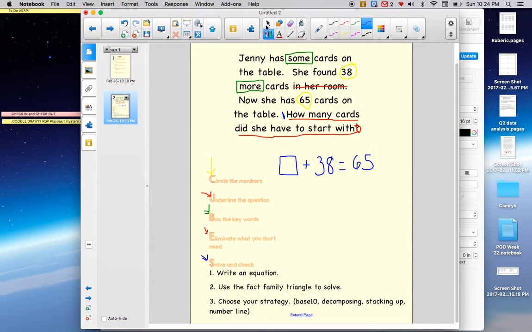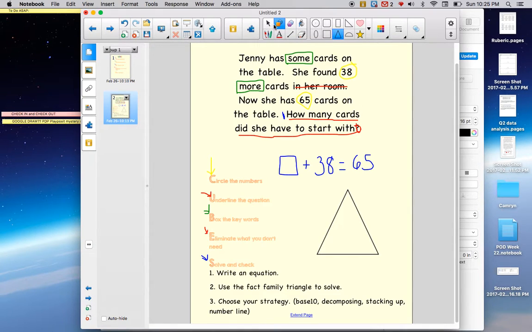Right? So then number 2 was to use the fact family triangle to solve. This is a strategy that not everybody needs to use, but it may be a good beginning point for some of our friends to help us understand how to solve. Because right now, you see this plus sign right here, and almost all of our students think, oh, I need to add 38 plus 65 to get the answer. Not always the case. This fact family triangle helps you figure out which one you're really supposed to do.